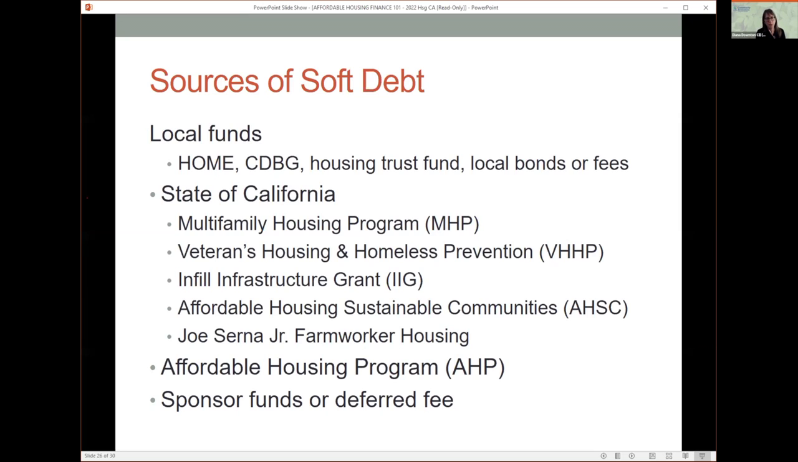They're going through a process right now of trying to streamline that process so it's easier to apply for their financing sources. The Affordable Housing Program is run by the Federal Home Loan Bank. And then maybe there's some sponsor funds that you have, or you have to potentially recontribute some developer fee, or defer some developer fee, to help make a project financially feasible. So this isn't an exhaustive list. There are other sources available, but these are probably the primary gap financing sources that I see people using.